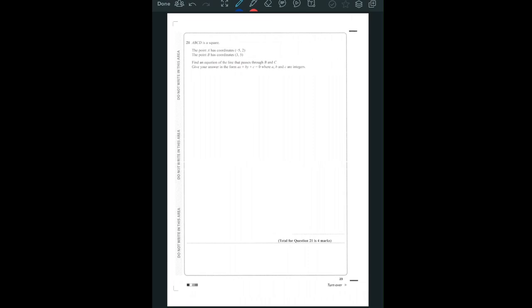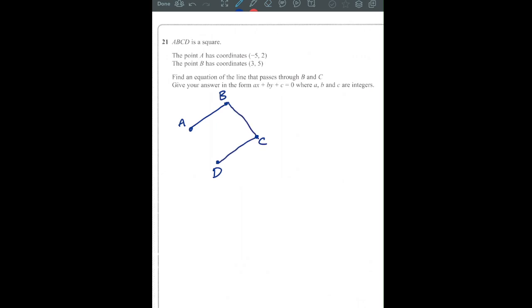Question 21, a geometry question, or at least a coordinate question. We have a square. A has those coordinates, B has those coordinates. Find the equation of the line that passes through B and C. Okay, so we have some point A, some point B, some point C, some point D. If you're unconvinced of the order of the letters, A, B, C, D as a square tells you that you should be labelling A to B to C to D in a clockwise fashion.